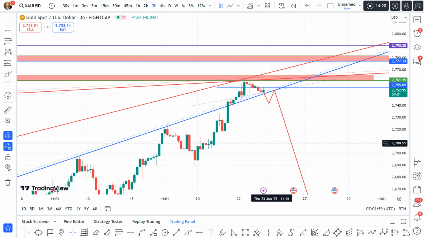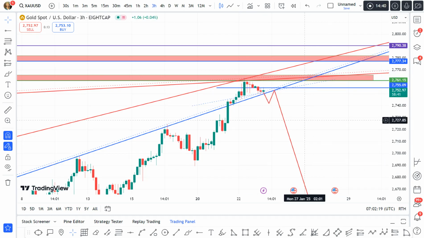You want to see a 3 hours candle break above that structure. If you see a break above that structure, most likely the market will tap into 2,768 and maybe into 2,770 for an opportunity to sell the market. This is what I see.